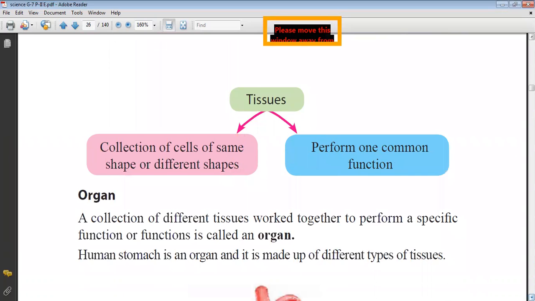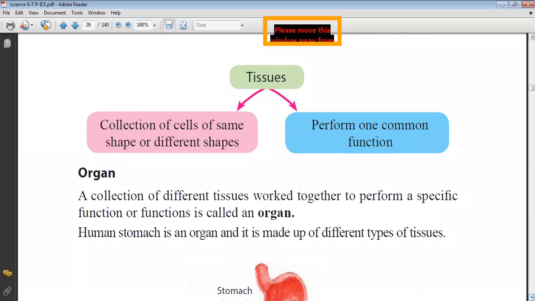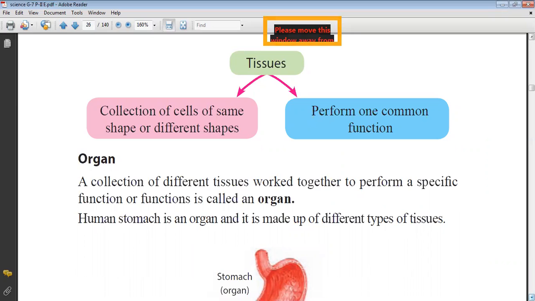Organ. A cell is the structural unit of the body and also the functional unit. Then many groups of cells form tissues, and after tissues it's organs. A collection of different tissues working together to perform a specific function or functions is called an organ.